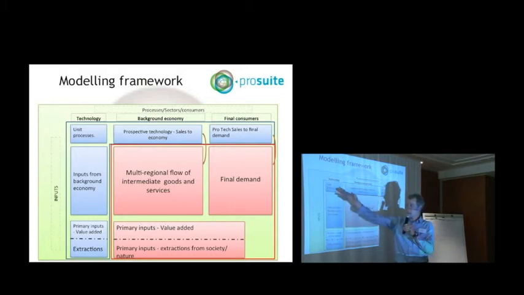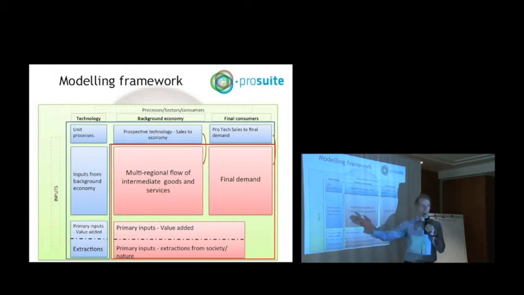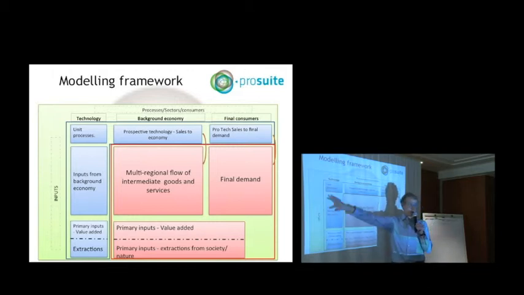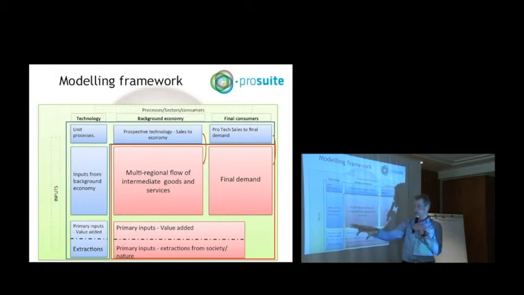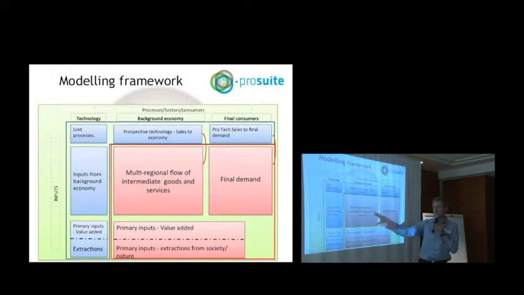What we do is we might have a bunch of different processes that require certain amounts from other processes, but we also have the inputs from the background economy: the costs of resources, the costs of services and the like, plus the costs of labour, taxes that are applied, and the value added. This is basically what we create in each of the case studies. Work is focused on that. What we provide in the background is the multi-regional input-output model, which is basically exactly the same thing: the intermediate flows of goods and services, the flows of goods and services to final consumers, the value added, and other potential extractions from society or nature.